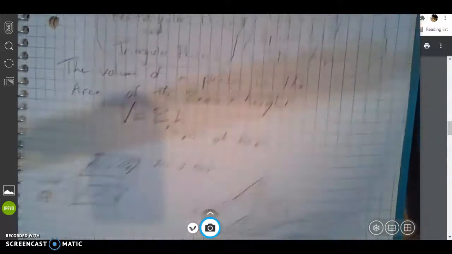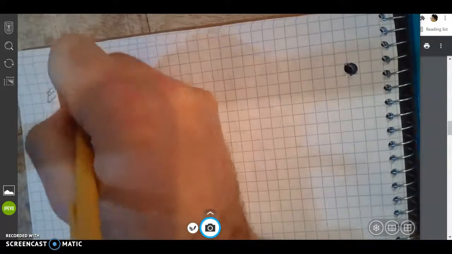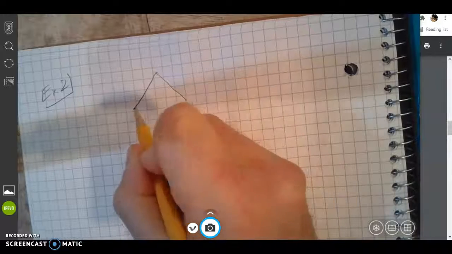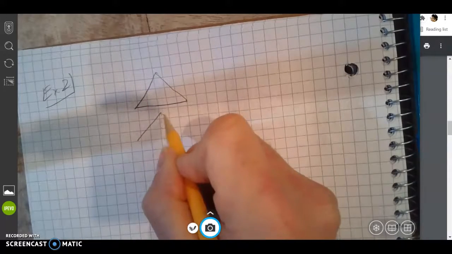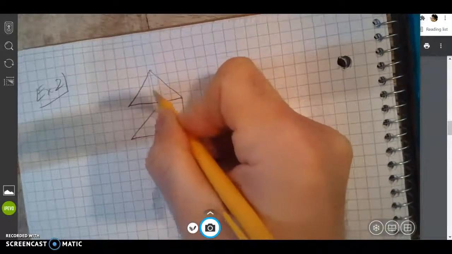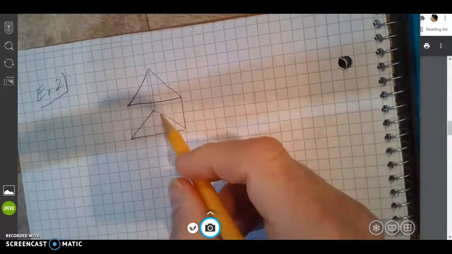Let's practice another one. A new page, here we go. Let's say we have example 2, a triangular prism. The way I draw this is to draw a triangle, and then draw another congruent triangle, sort of closer, and then connect, like that. There you go. Then you have a triangular prism. It looks like that.